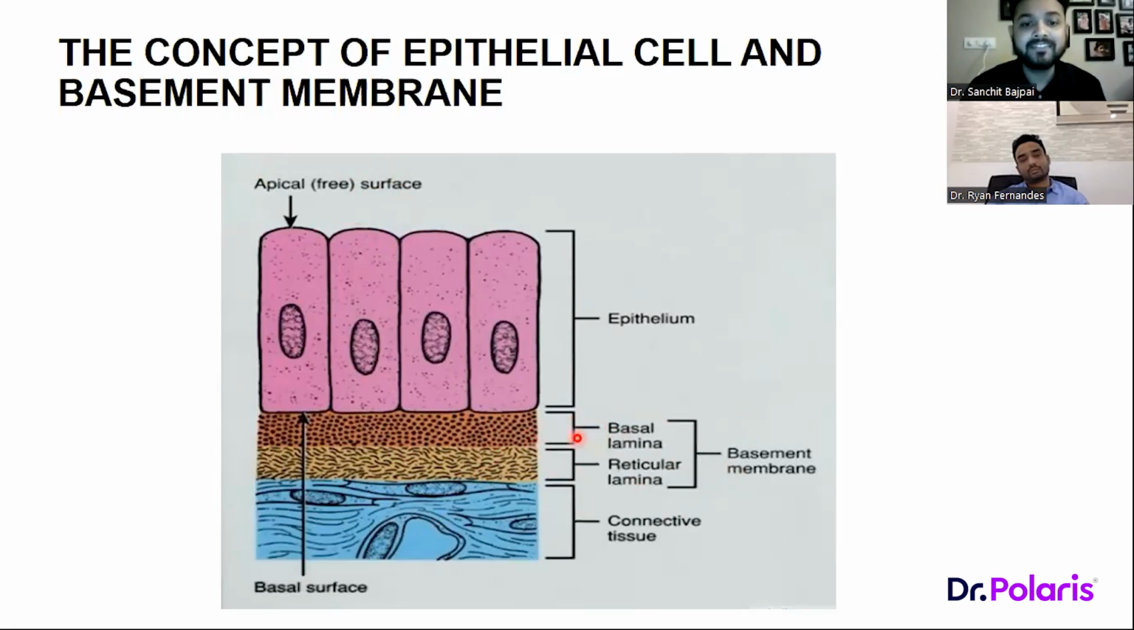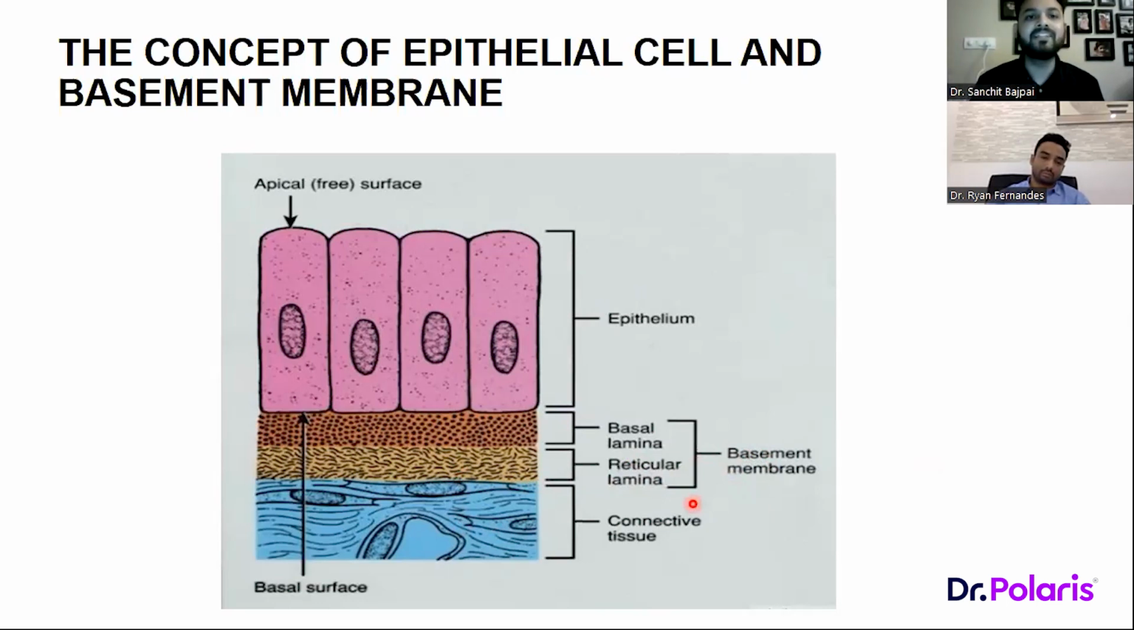Third, this basement membrane is again divided into two parts. One part is the one which is above, which is towards the basal part of the cells. So it is named in the same way, basal lamina. Lamina means a sheet in literal terms. So one part is towards the basal part of the cells. This is called as basal lamina. One part is towards the connective tissue. This is called as reticular lamina. And this is what the basement membrane constitutes. There are two parts, basal lamina and reticular lamina.